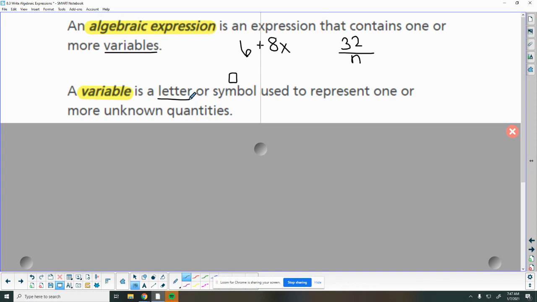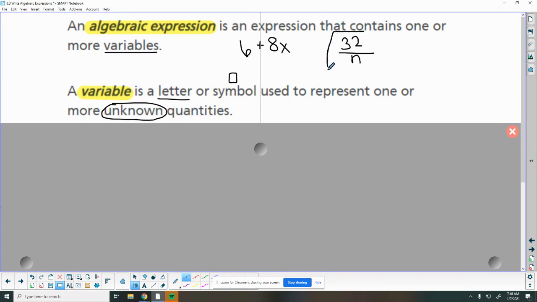I usually try and pick something that matches with the problem. If I'm looking for how many dogs, I'll use D. If I'm looking for apples, I might use A. So a variable is a letter that is used to represent one or more unknown quantities. So when you have a number that you're not sure of, you don't know how many you have, that's when you replace it with a variable.